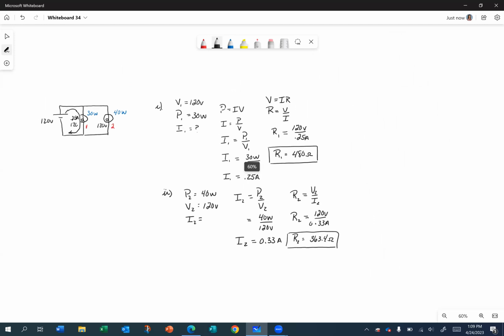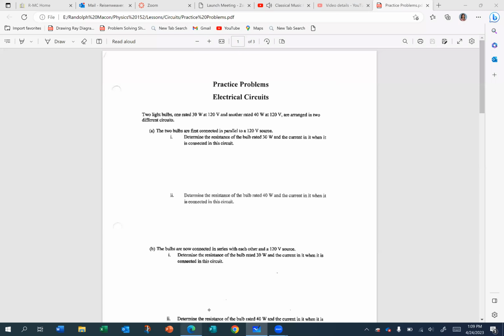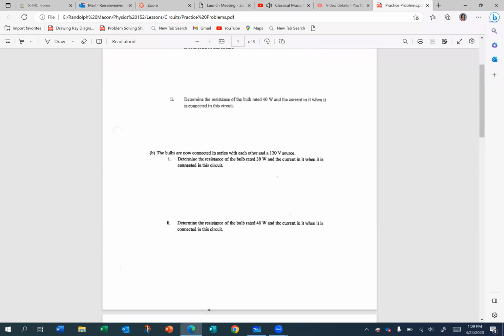Okay, so that's parts 1 and 2. Going back to the question now. Next part, what if I connect them in series to each other to the 120 volt source? Determine the resistance of the bulb and the current when it is connected in the circuit. Same thing for part 2 there.